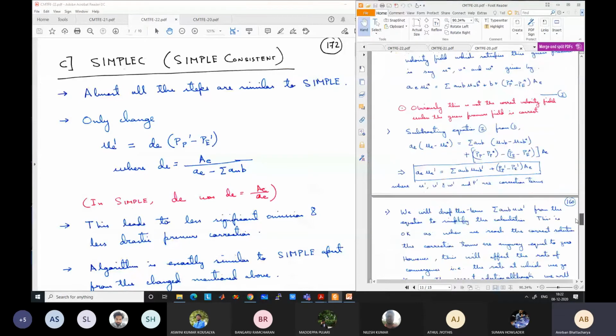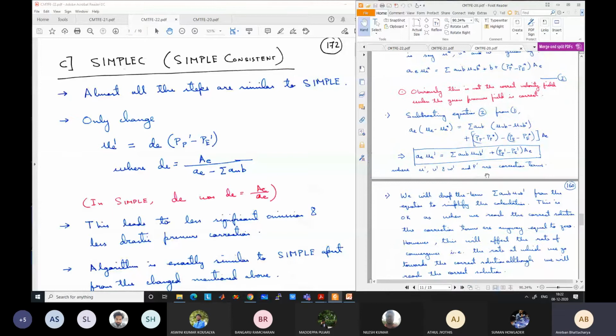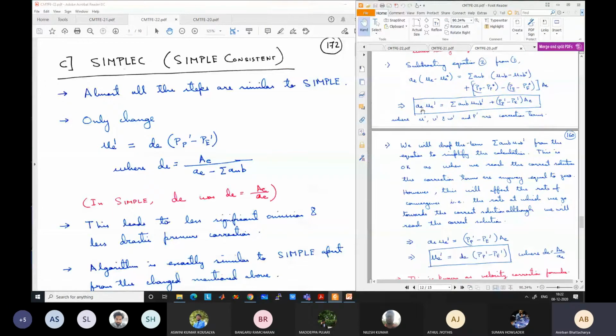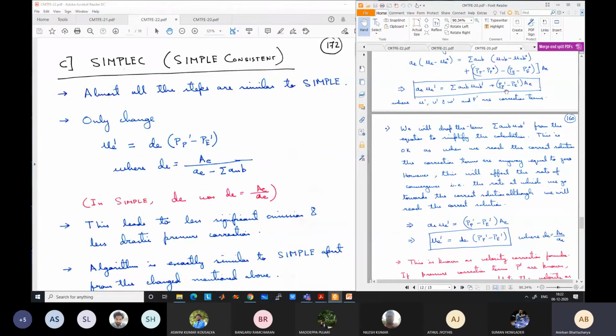now I will show it here in parallel. We have derived this equation by subtracting the star equation from the actual equation. So aE uE dash is equal to summation anb unb dash plus A(pP dash minus pE dash). So velocity corrections, neighboring velocity corrections, pressure correction, and we had omitted this term.